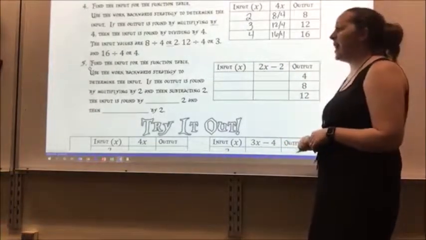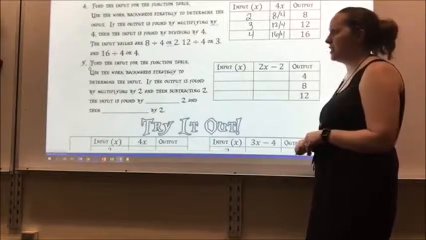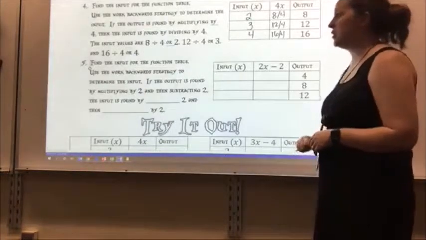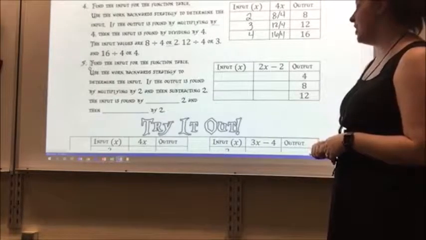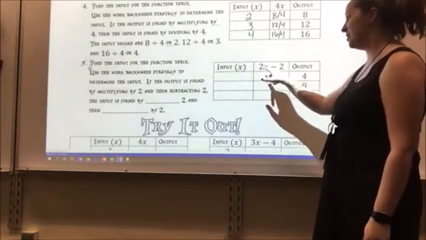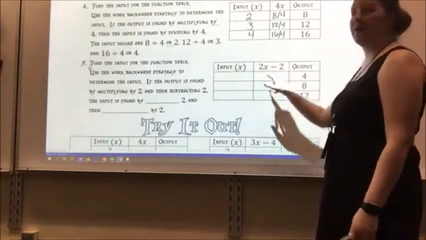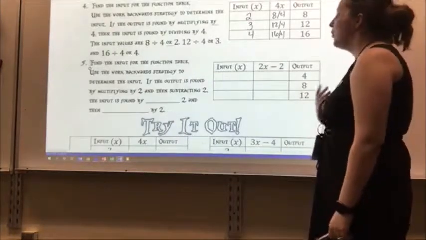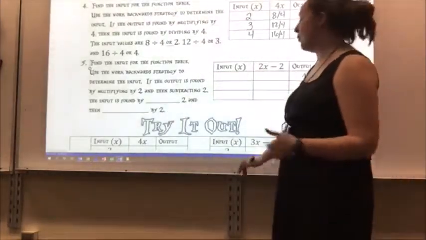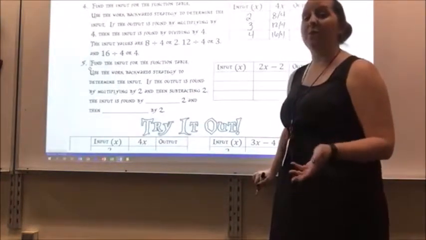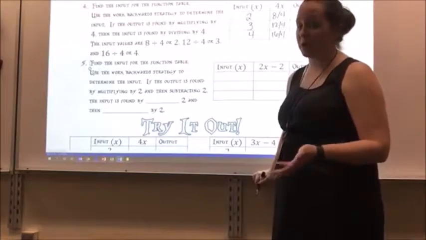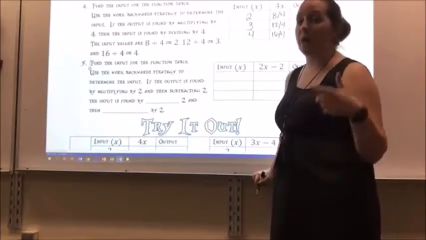All right, for number 5, it says find the input for the function table. Use the work backwards strategy to determine the input. If the output is found by multiplying by 2 and then subtracting 2, okay, so that's what my function rule is, right? I want to work backwards. Now, if you remember, please excuse my dear Aunt Sally was parentheses, exponents, multiplication, division, addition, subtraction. So you want to think about that, but you want to work backwards.